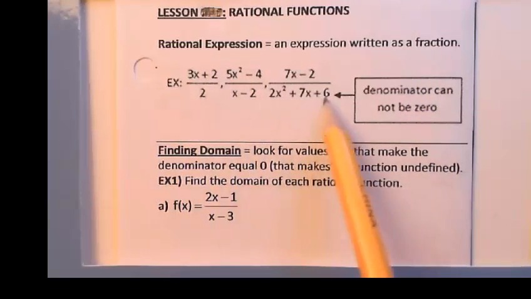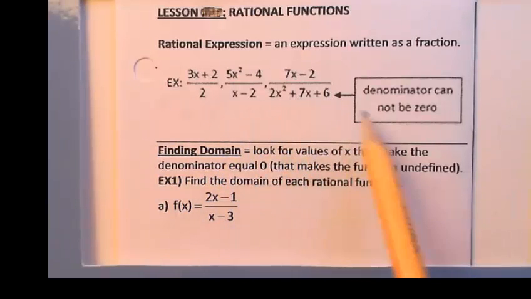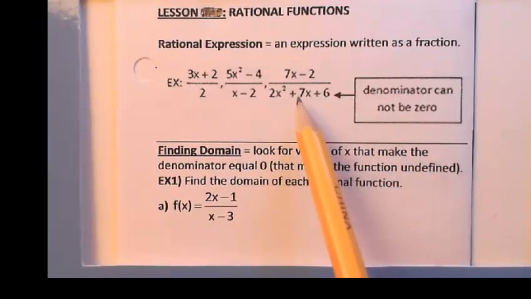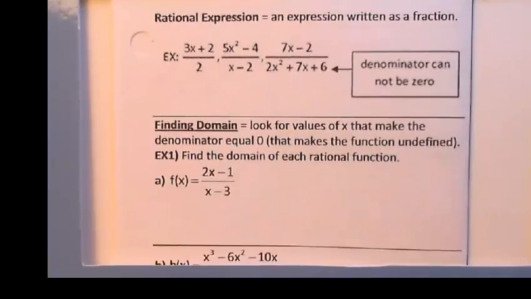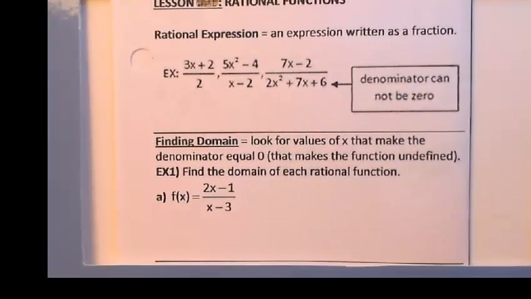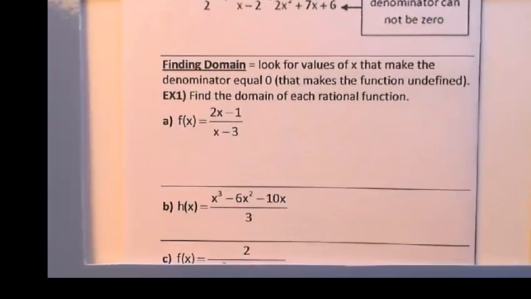One thing that you want to remember about rational expressions is that you want to make sure the denominator is not equal to 0, because anything that is divided by 0 becomes undefined, and we don't want our functions to be undefined. This lesson today is going to be divided into 3 parts. The first part is going to talk about finding the domain.